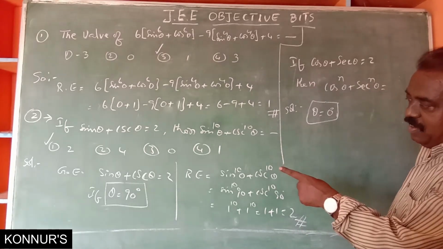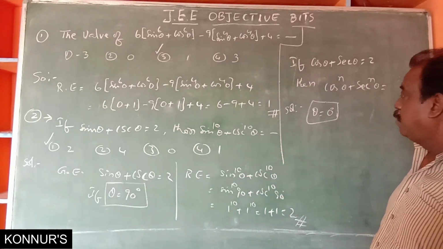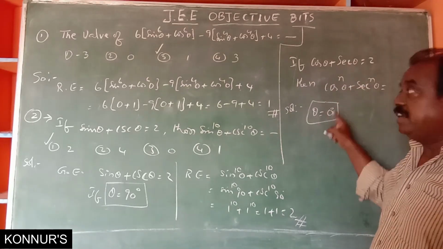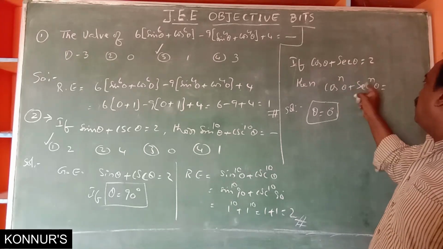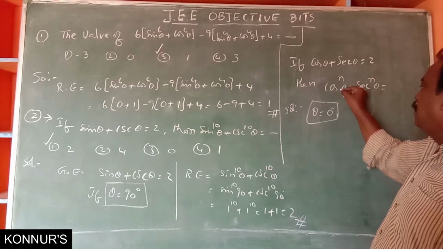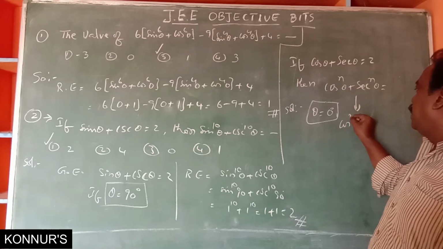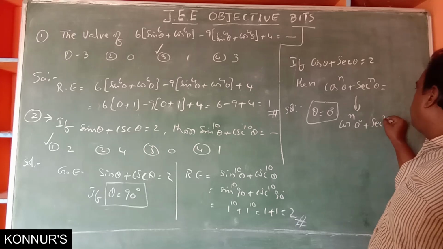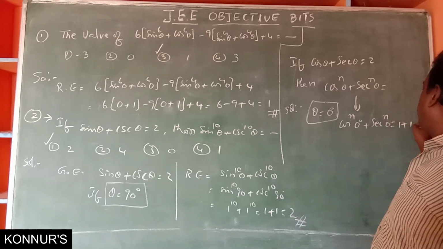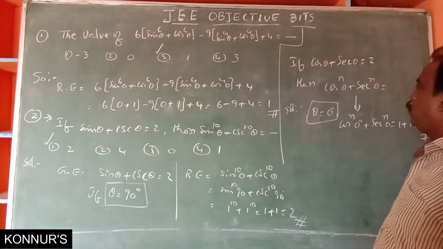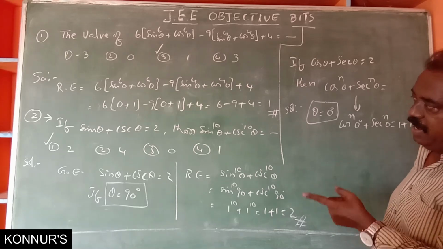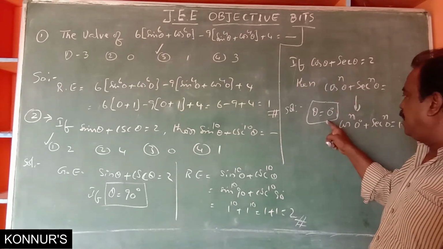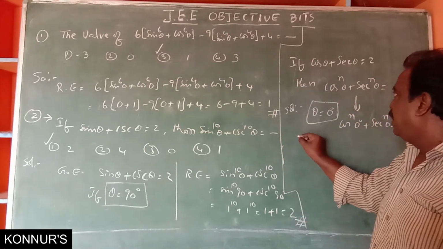Not for sin and cosecant, where theta is 90 degrees, whereas for cos and secant, theta is equal to 0 degrees only, and it satisfies this equation. Therefore, the required expression can be written as cos power n 0 plus secant power n 0, which is 1 plus 1, that is 2. Okay now? For sin and cosecant, theta is 90 degrees; for cos and secant, theta is 0 degrees.